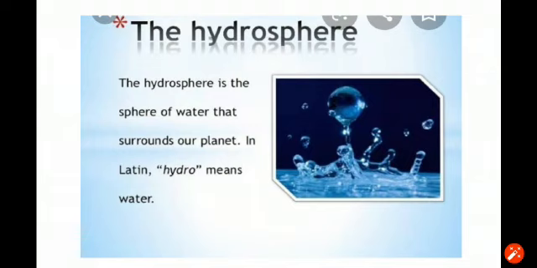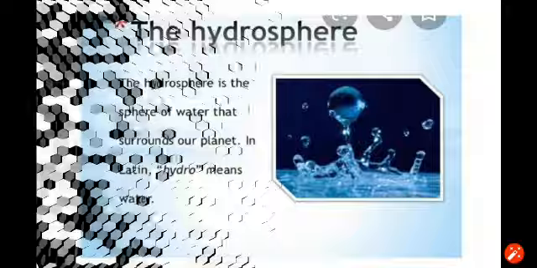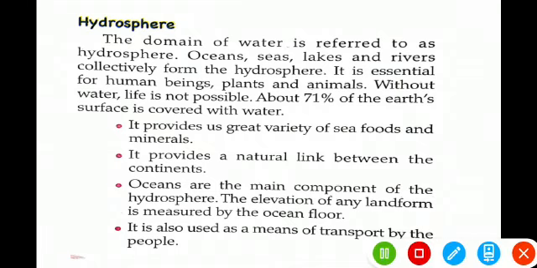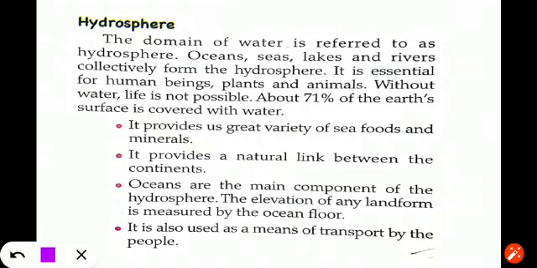So, the hydrosphere is the sphere of water that surrounds our planet, and in Latin words, hydro means water. Okay, let's shortly discuss about hydrosphere. As I have said earlier, the domain of water is referred to as hydrosphere, especially the water bodies like oceans, seas, lakes and rivers collectively form the hydrosphere.